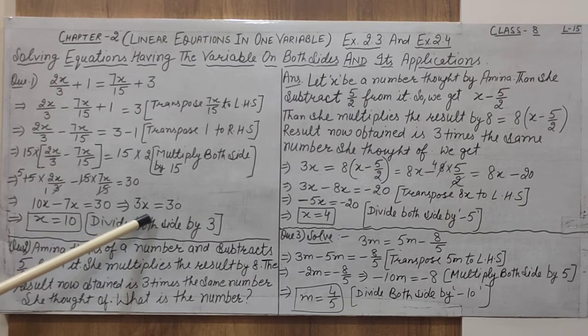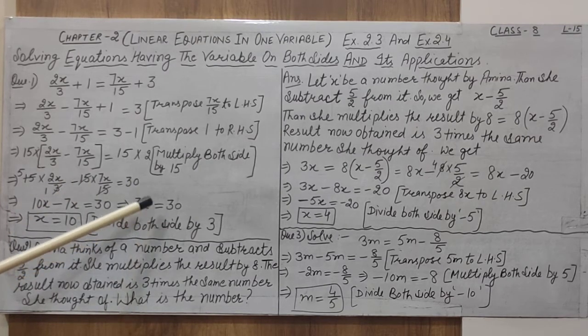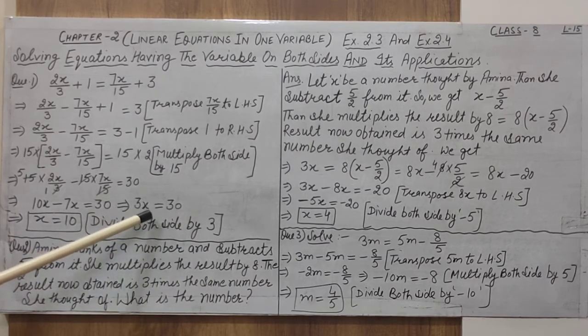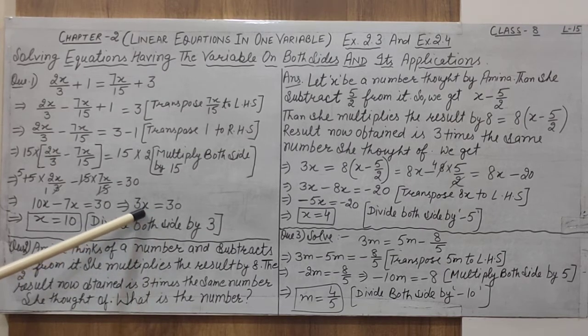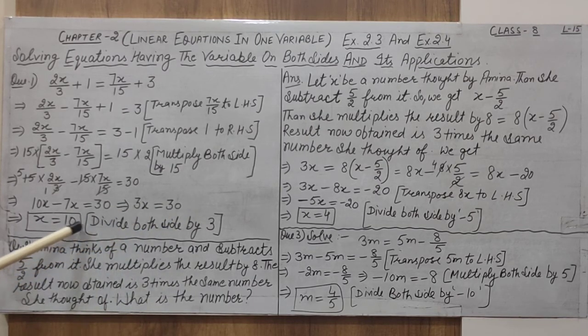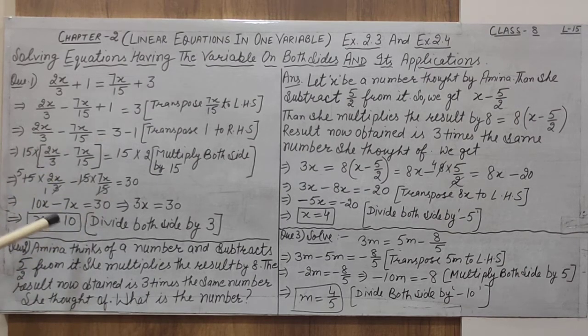Now to find out the value of x, we have to divide both sides by 3. Only then can 3 be removed, because 3 is in multiplication and we can divide. So we have to divide both sides by 3. We get x is equal to 10. I think you understand such kind of questions very well.